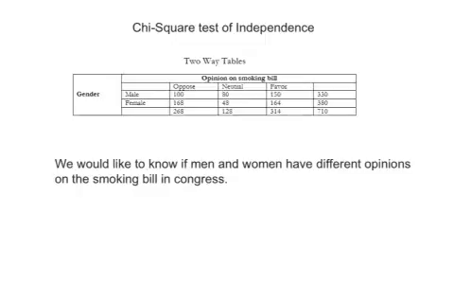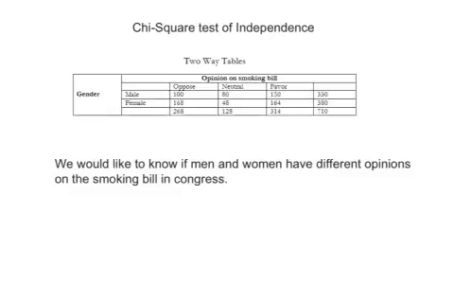In this podcast, we are going to look at the Chi-Square test of independence. We would like to know if men and women have different opinions on the smoking bill in Congress. So we've collected some data. Hopefully it's from a random sample. We've tabulated the data, and we would like to see if men and women are different.